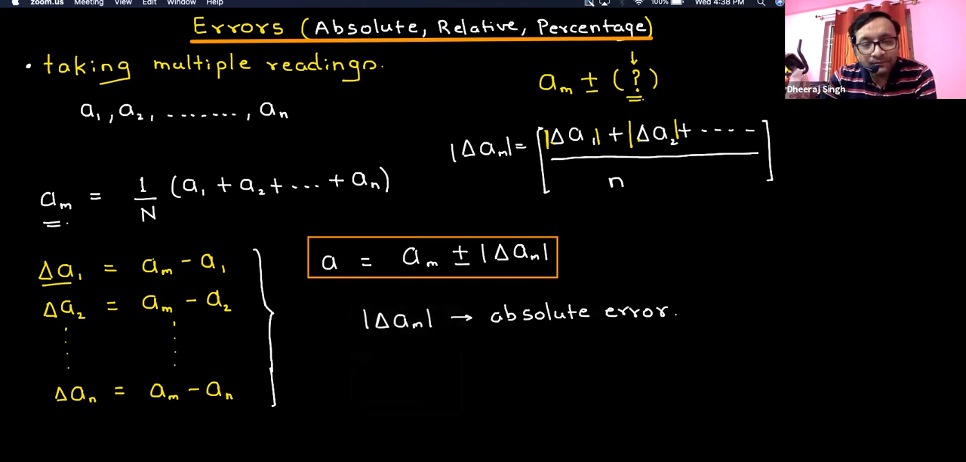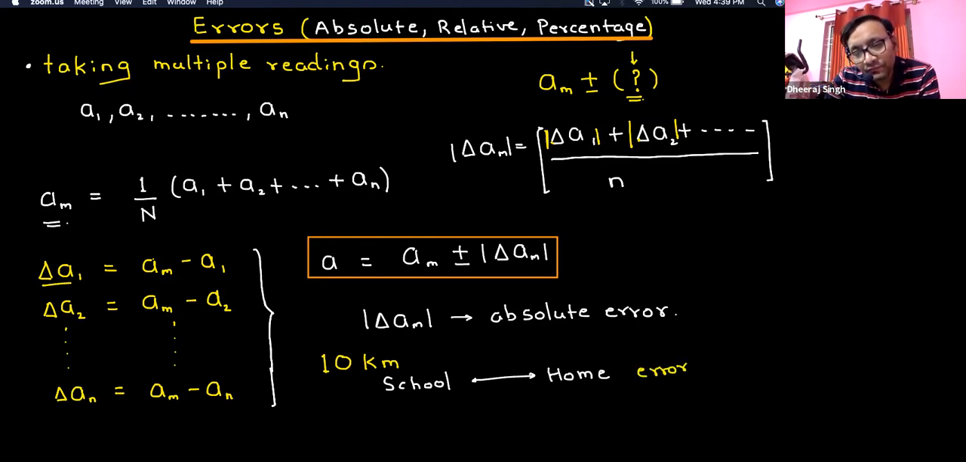So now tell me, suppose the distance between your home and your school is, let's say, 10 km. You have measured the 10 km distance from school to home. The distance is 10 km and the error is 1 km.